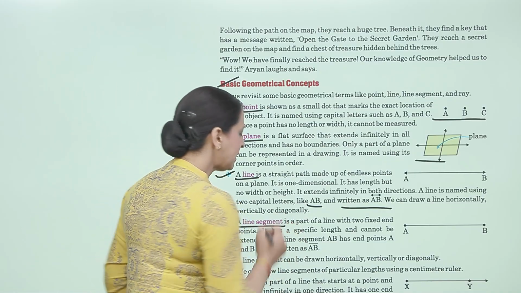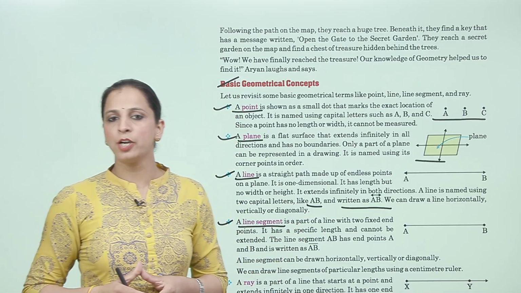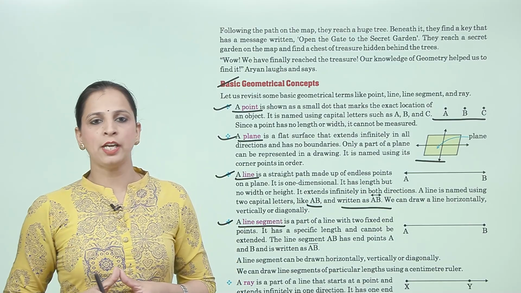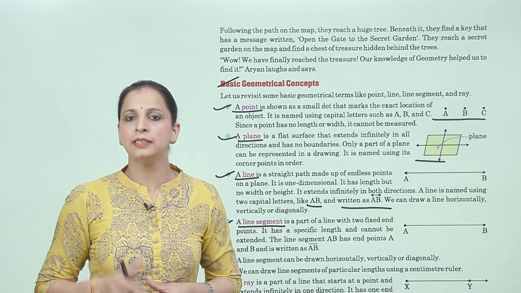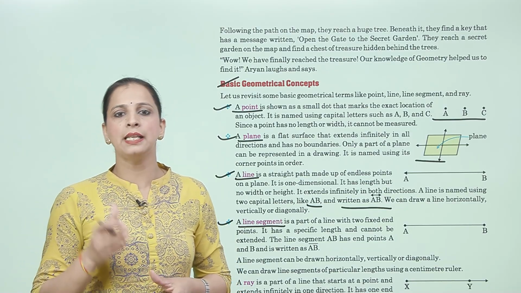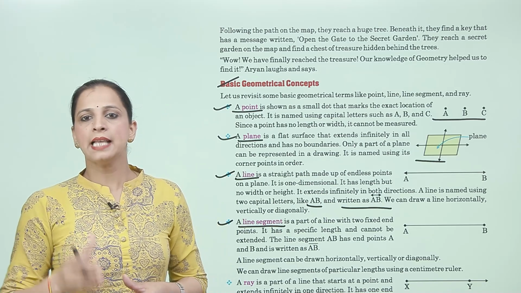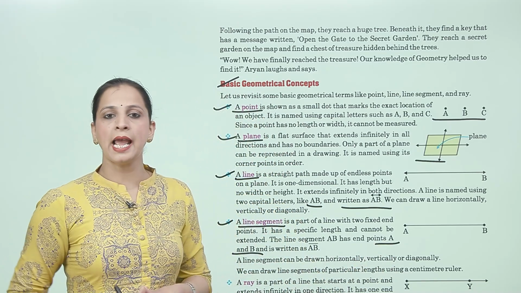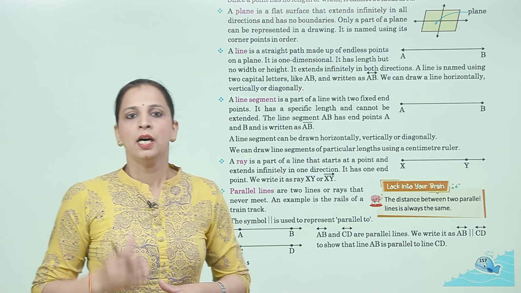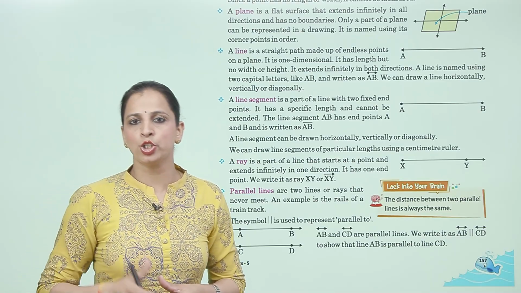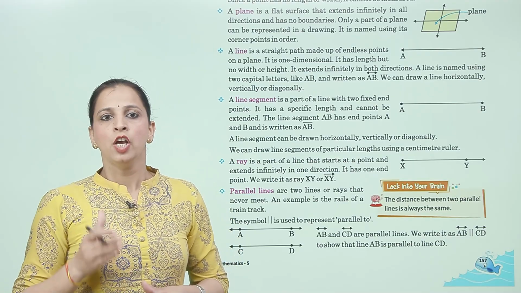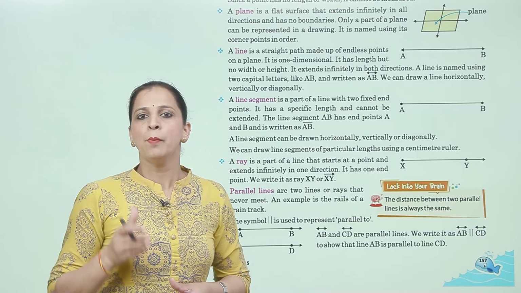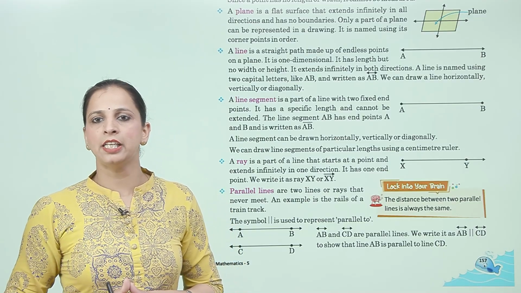Next is a line segment. A line segment is a part of a line with two fixed endpoints. It has a specific length and cannot be extended. The line segment AB has endpoints A and B and is written as line segment AB. A line segment can be drawn horizontally, vertically or diagonally. We can draw a line segment of particular length using a centimeter ruler.